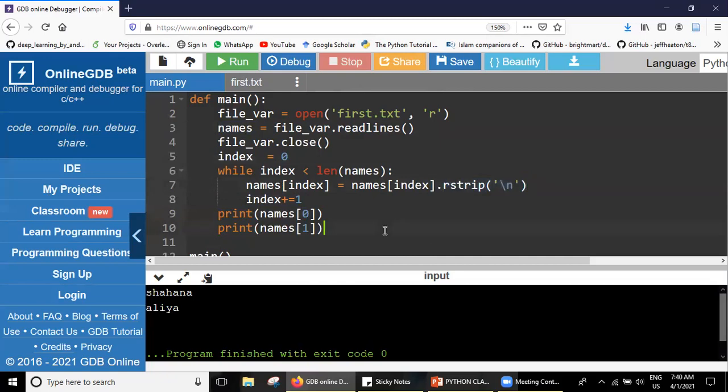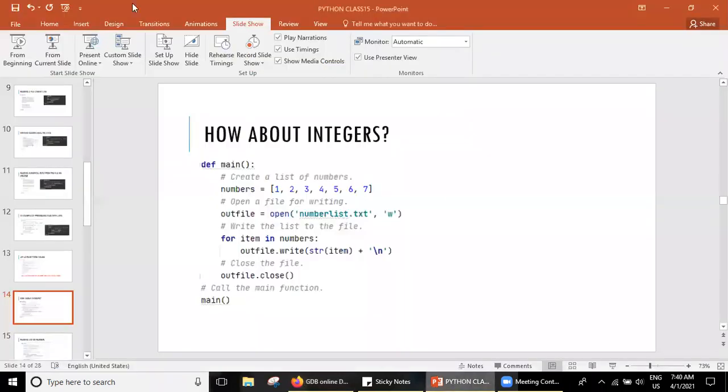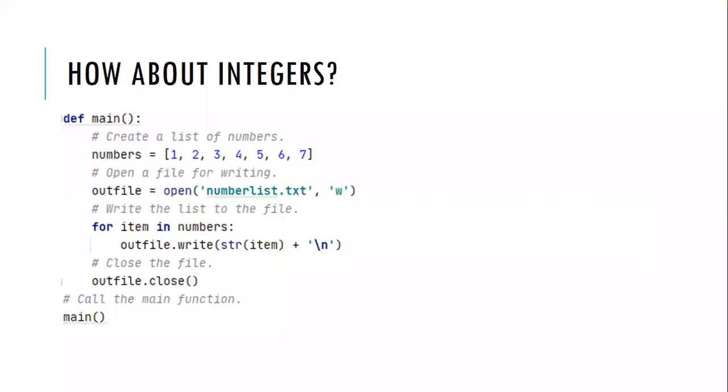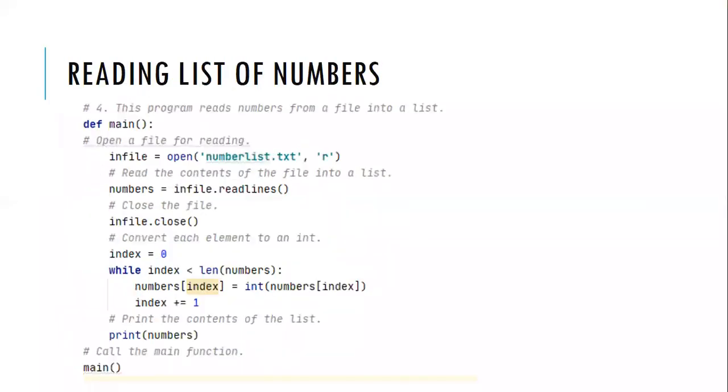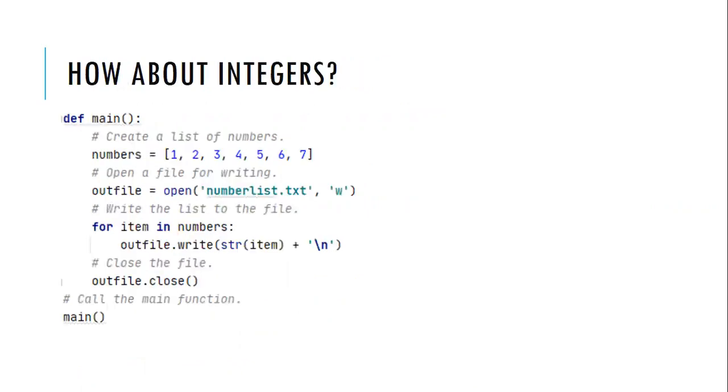Okay, so if you got this, we'll move a little forward and look into the next topics that we need to cover today. We have reading a list of numbers or creating a list of numbers. First we have to write a list of numbers into a file and then we'll read it.